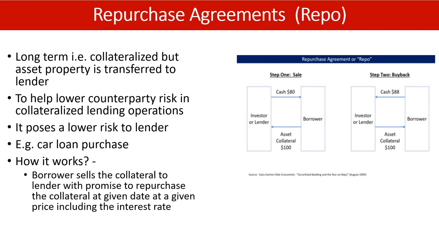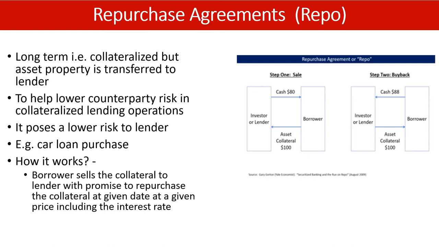When you purchase a car using financing from a bank or from the dealer, the lender maintains a lien over the car, and they take this in their agreement. I mean, when you are borrowing from the bank, the conditions give the lender the flexibility that they can retake your car if you fail to repay the loan as agreed. Likewise, in the case of repos, it's a loan contract that is collateralized. However, in this case, the property of the asset is actually transferred from the borrower to the lender.